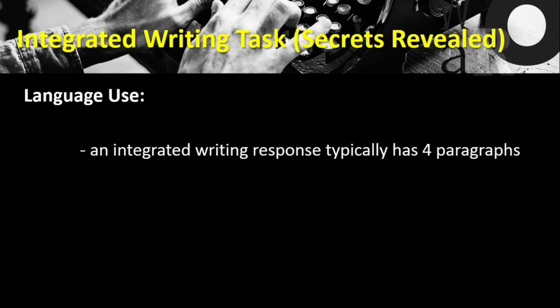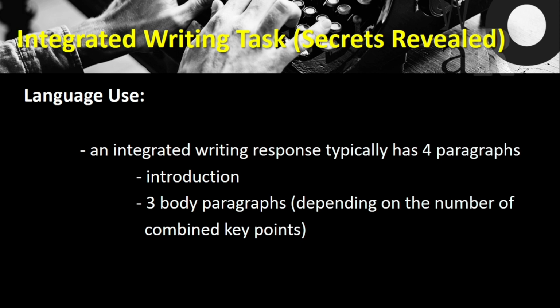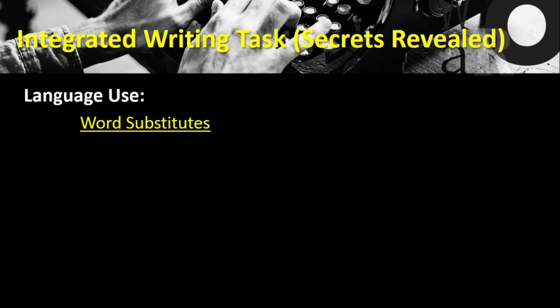A typical integrated writing response is comprised of 4 paragraphs, an intro and 3 body paragraphs. Also, remember that the paragraphs will look identical in terms of structure. And so, there is a high chance that some expressions will be repeated. Among the commonly used terms in a response are source words, specifically the reading and lecture. From the introduction to the last paragraph, the source words will be used for at least 4 or 5 times. So it is best that you have word substitutes for them.